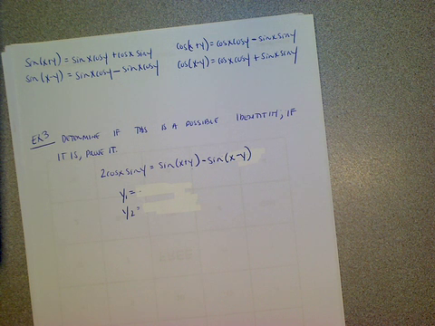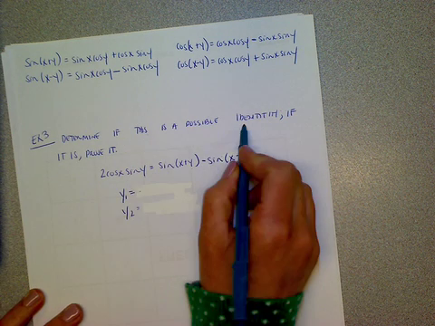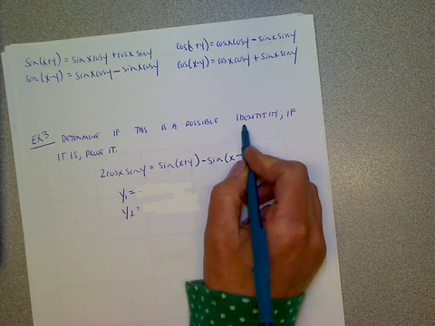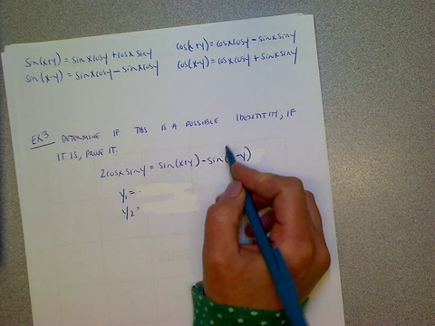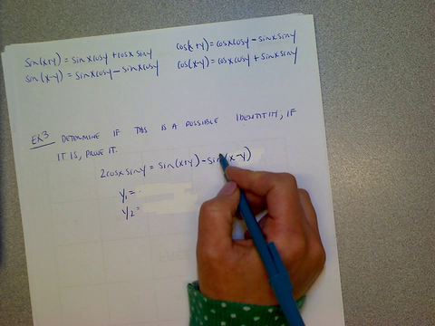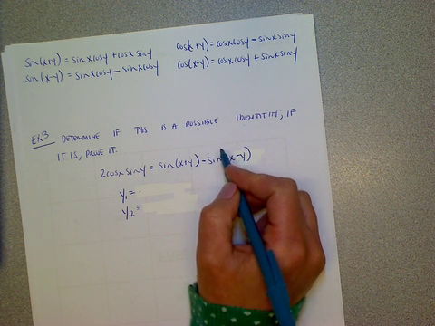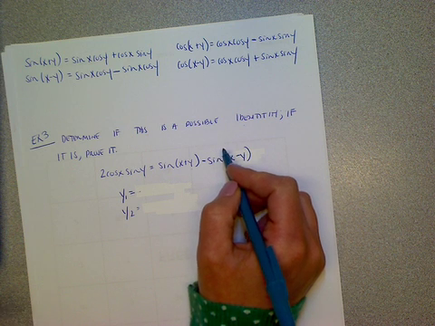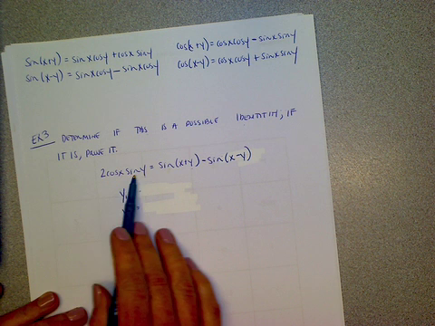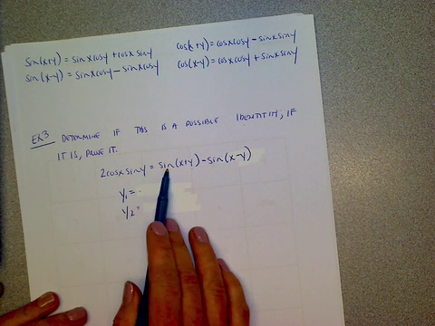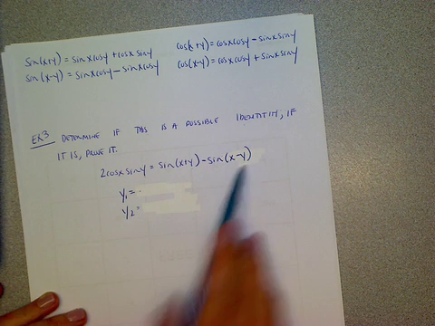For these problems, whenever we're being asked to determine if it's a possible identity, we're going to use our graphing calculator and refer to the graphs. If the graphs of them appear to be the same, then we're going to say it's a possible identity and try to prove it. If they are not the same, then we say that it is not an identity. So we are trying to prove 2 cosine x sine y is equal to sine of x plus y minus sine of x minus y.